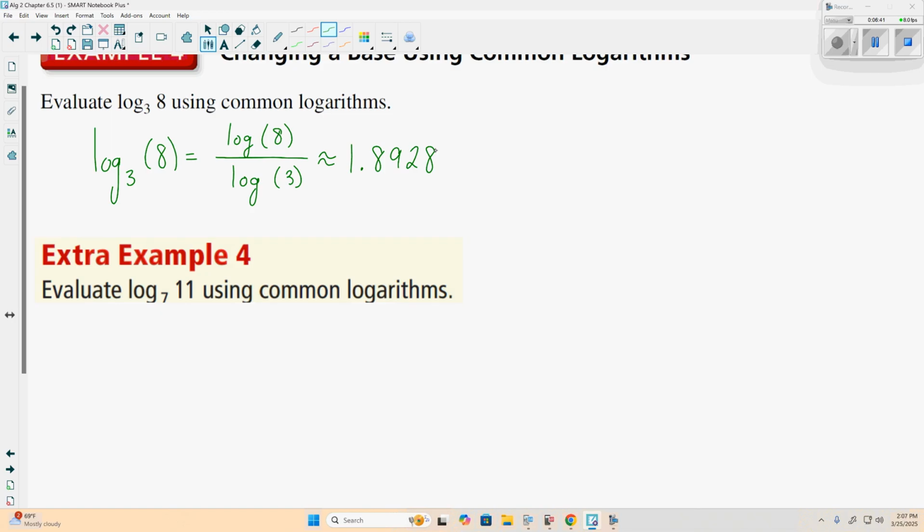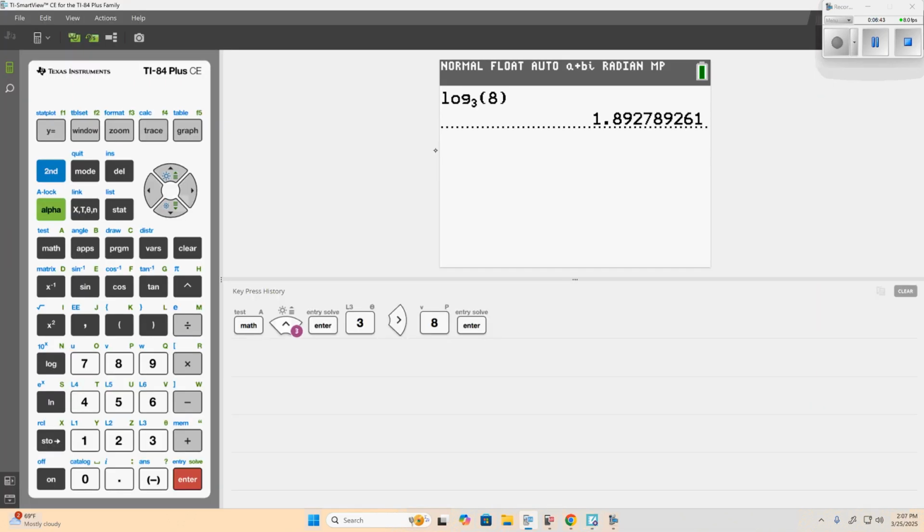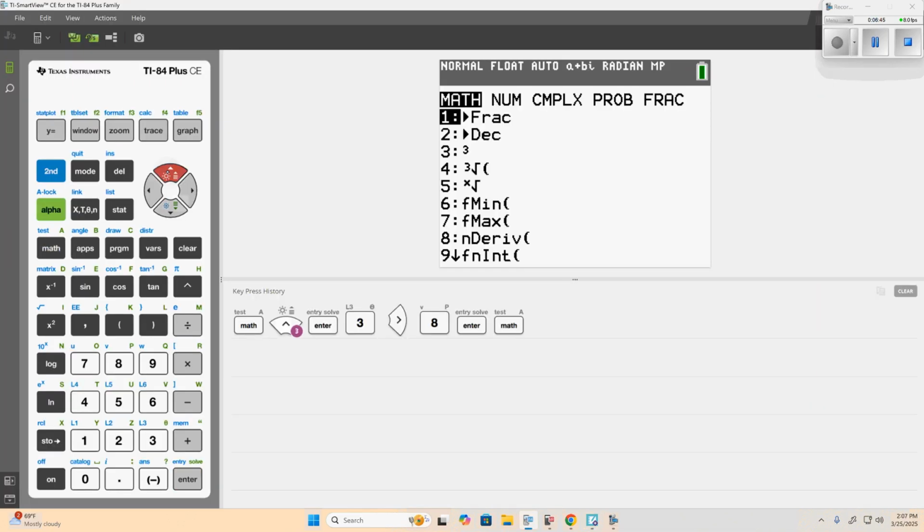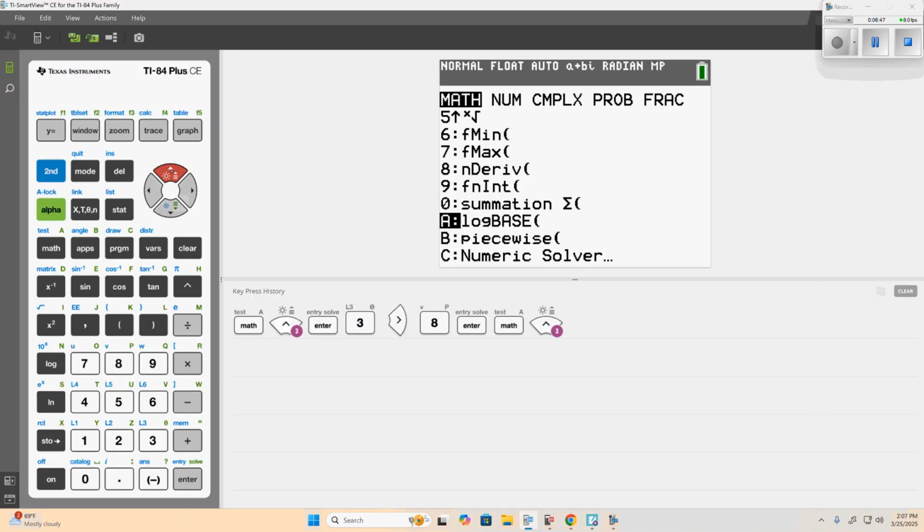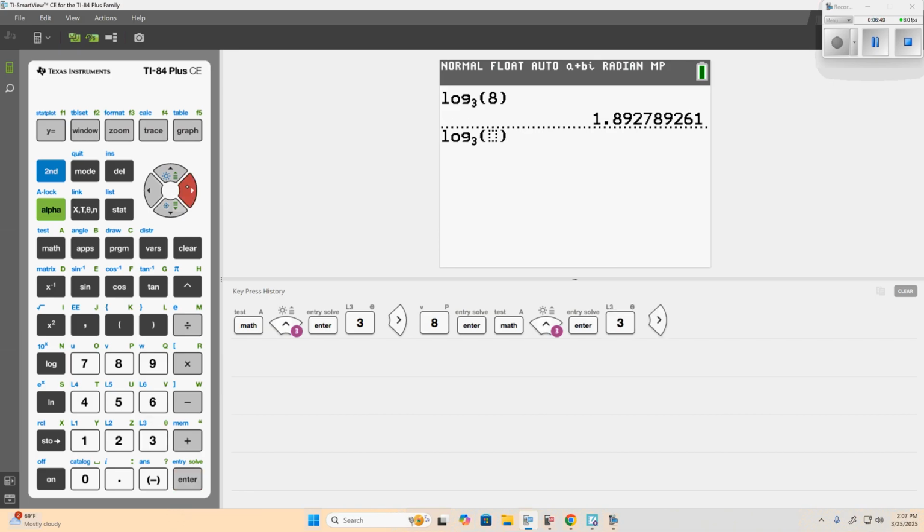And that's it, because we could do this in the graphing calculator. We can do our math, go to log base 3 of 8, and it would give us the exact same thing. But in a lot of ways, having the change of base helps us get through and solve these a little bit quicker, a little bit nicer.